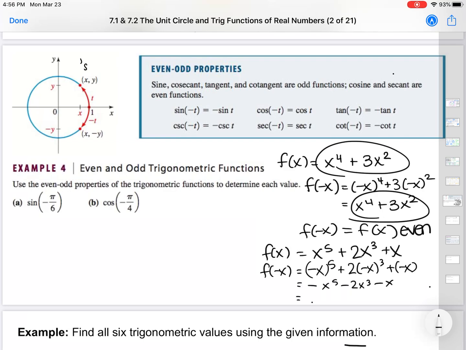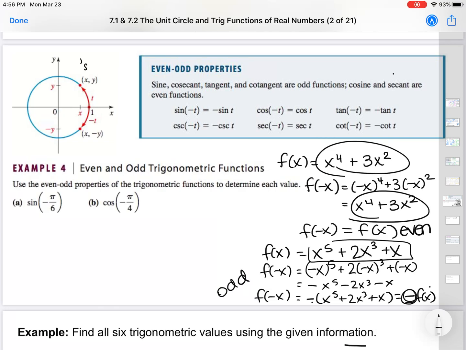And if I were to factor out an x, sorry, factor out a negative. I know I could take out an x, but let's just take out the negative. That would give me x to the 5th plus 2x cubed plus x. That would give me a negative and then the original function. So that would be negative f of x. It's like when I plugged in the negative x, I could have just pulled the negative out front, and that gave me an odd function.